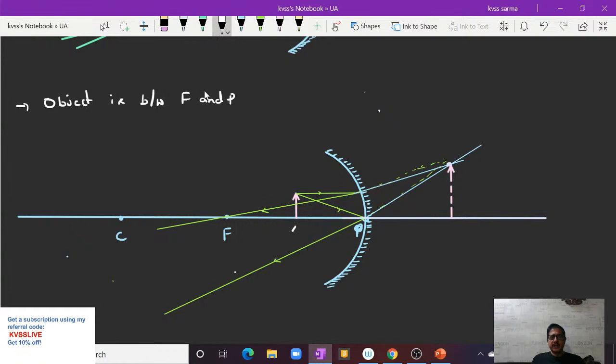So if AB is the object, A dash B dash is the image. One light ray initially parallel to principal axis, after reflection passing through focus. Another light ray falling on the pole, after reflection reflected symmetrically. These two light rays are not really intersecting. So if you extend them backwards, they are intersecting. So A dash B dash is a virtual image. So the image is virtual, erect, and magnified. Okay. Like this, you can trace out the images for different positions of the object. You can find the position of the image.